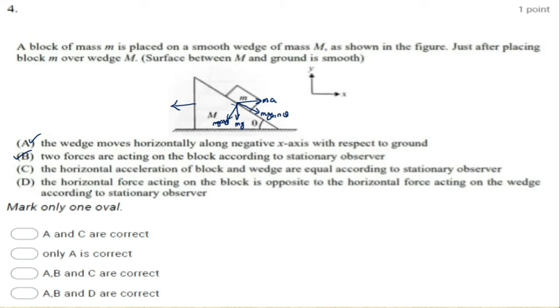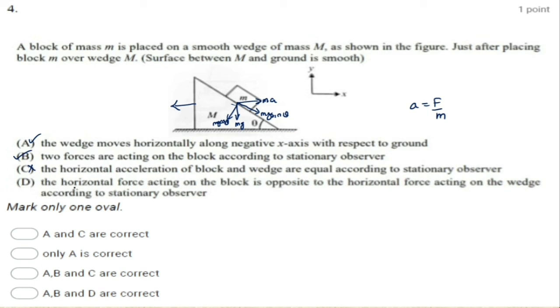Now let's see option C. The horizontal accelerations of block and wedge are equal according to a stationary observer. Is that equal? Acceleration means force divided by mass, right? Here you can see forces may be equal, the pseudo force as well as this force will be equal, but the masses are different, no? This is a capital M and this is small m, so the accelerations are not equal. So option C is the wrong one.